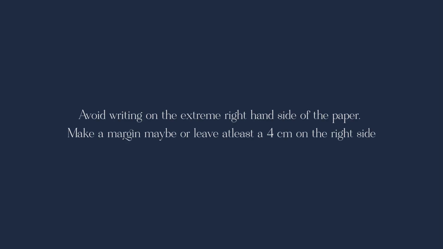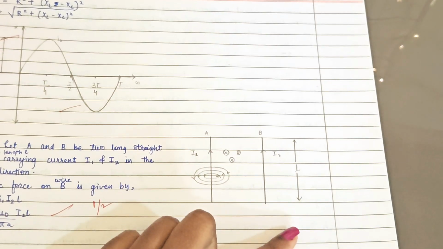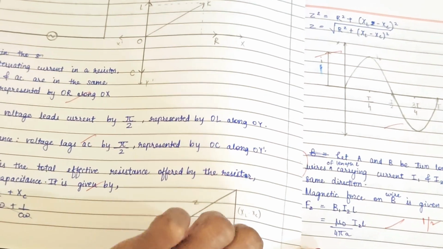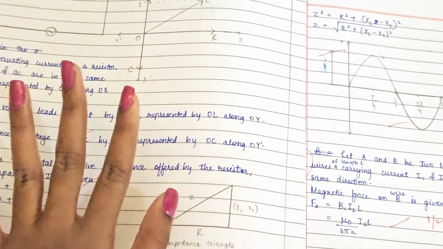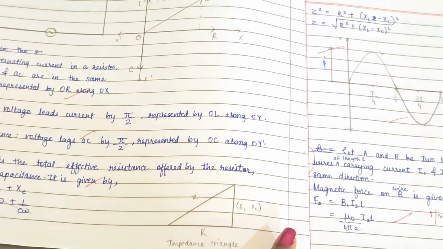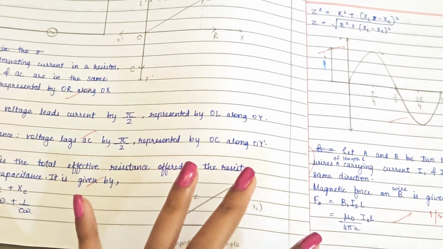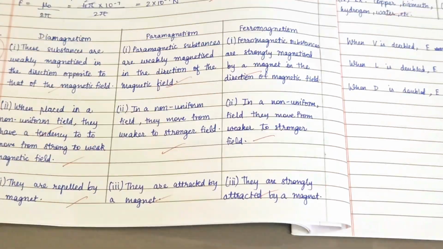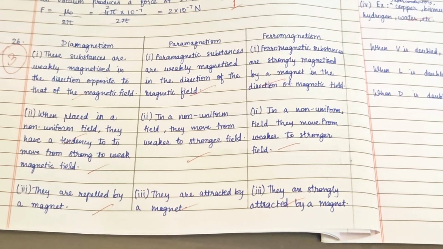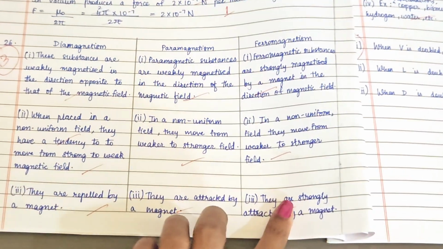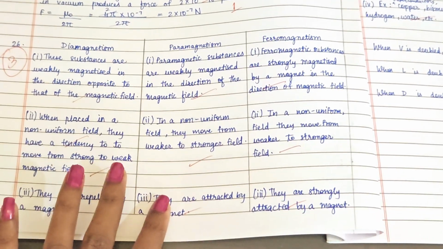Another tip, avoid writing on the extreme right hand side of the paper. Make a margin if you want to, or just leave like a 3 or 4 centimeters gap on the right hand side. Some people do say it's for marking and stuff, but from what I've seen, marks are mostly given on the left hand side. It depends honestly, but a more important valid reason is that when you're folding your paper, even while evaluating, you cannot really see what you've written on the extreme right hand side because it's folded. So leave at least like 3 or 4 centimeters on the right hand side of the paper.